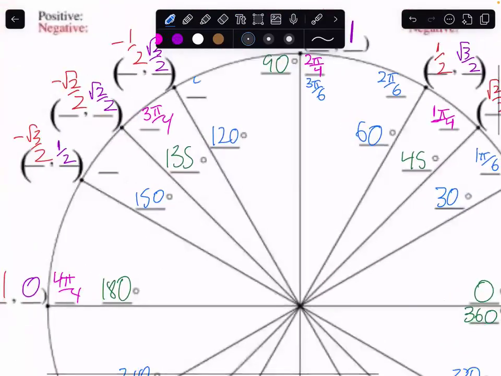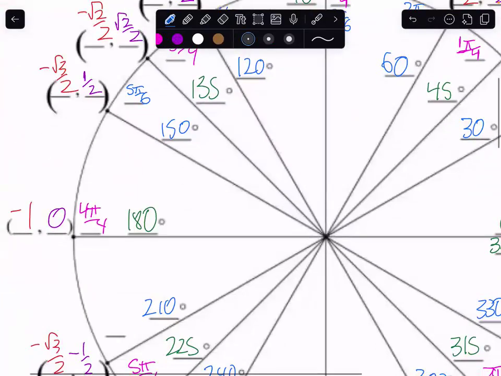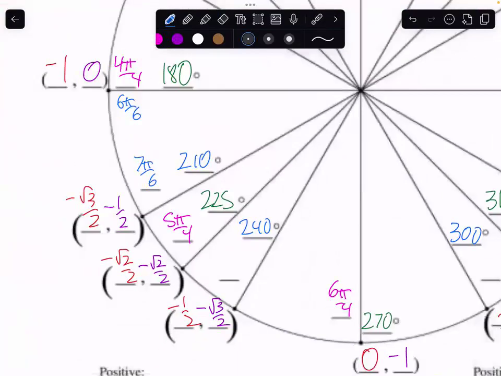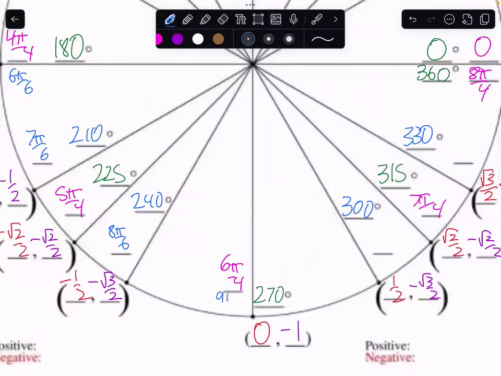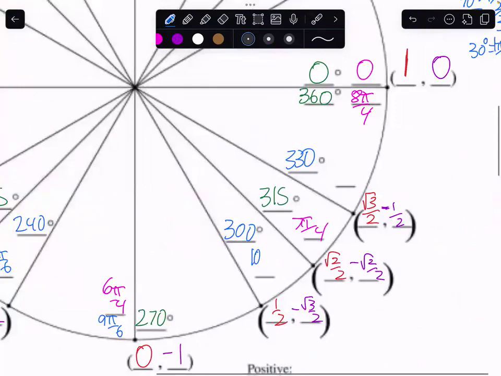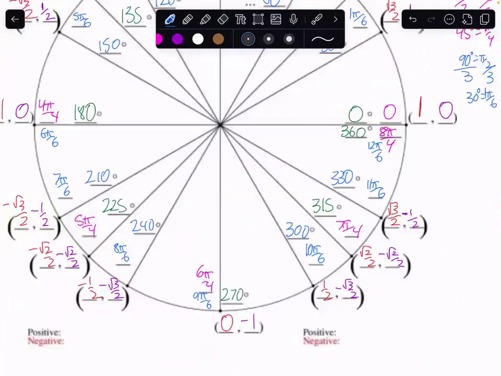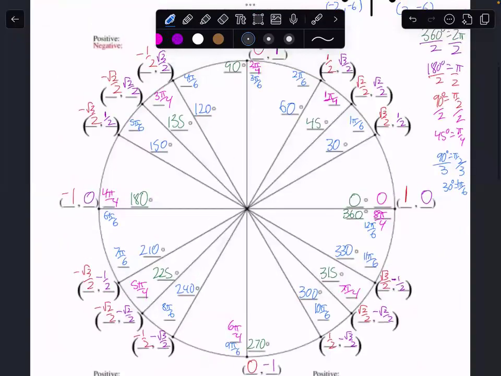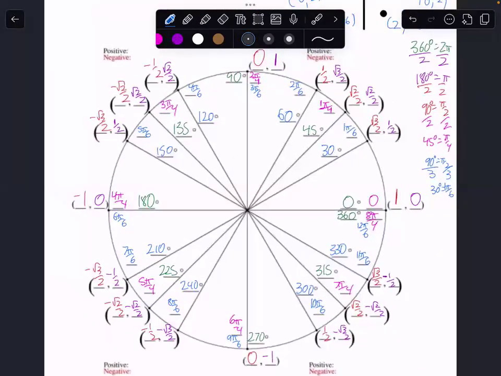Then 120 is 4 pi over 6. 150 is 5 pi over 6. 180 is 6 pi over 6. 210 is 7 pi over 6. 240 is 8 pi over 6. 270 is 9 pi over 6. 300, 10 pi over 6. 330, 11 pi over 6. And I guess 360 would be 12 pi over 6. So the entire unit circle is now filled out.